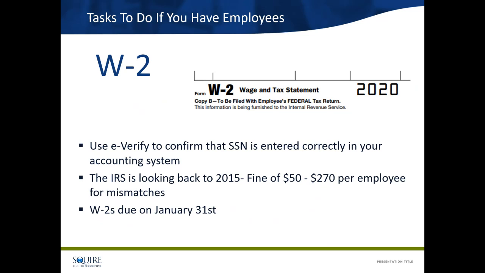For W-2s, if you haven't already used E-Verify to confirm that the Social Security number is entered correctly in your system, this is the time to do it. Because the IRS is looking back to 2015, there's a fine of $50 to $270 per employee if there's a mismatch. And if you're talking about a previous year, it's the $270, because this is a sliding scale based on when it was due. So your W-2s are due on January 31st.